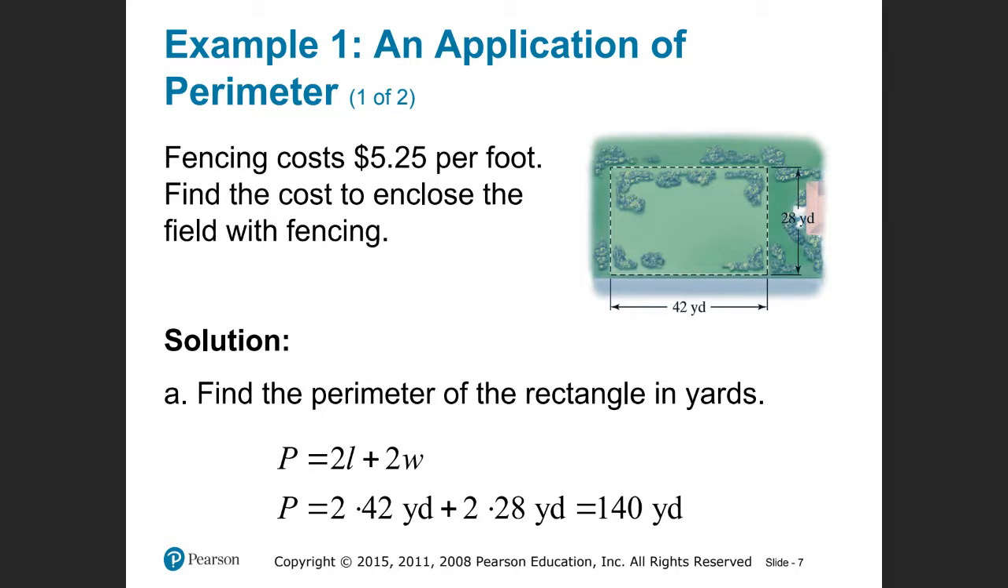the long side of the rectangle is 42 yards. The short side is 28 yards. We find the perimeter of the rectangle in yards. The perimeter is equal to 2 times the length plus 2 times the width. So when we substitute the values we know into this formula, we get 140 yards.